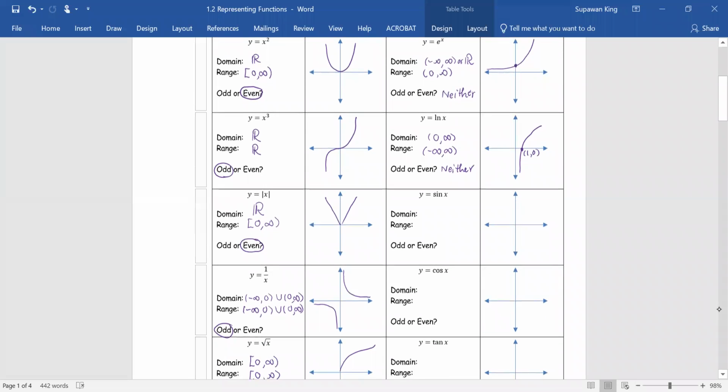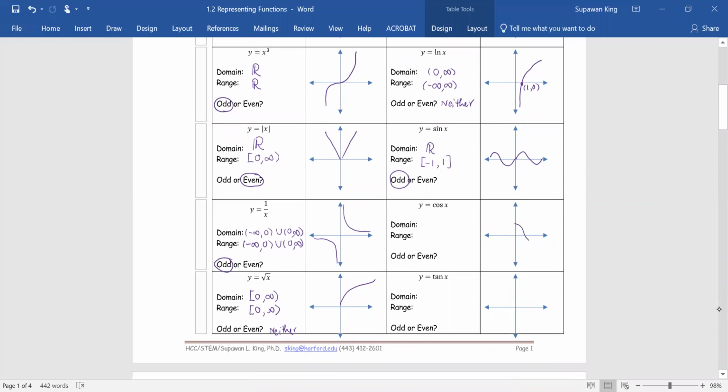Y equals sine x. The domain is the set of all real numbers. The range from -1 to +1, including the 2 endpoints. Another odd function graph.